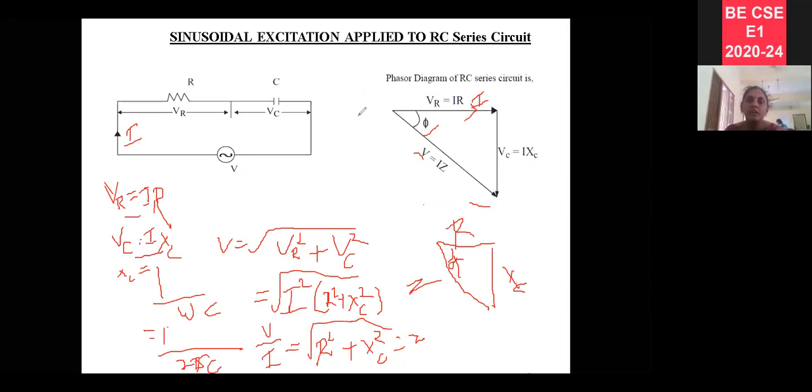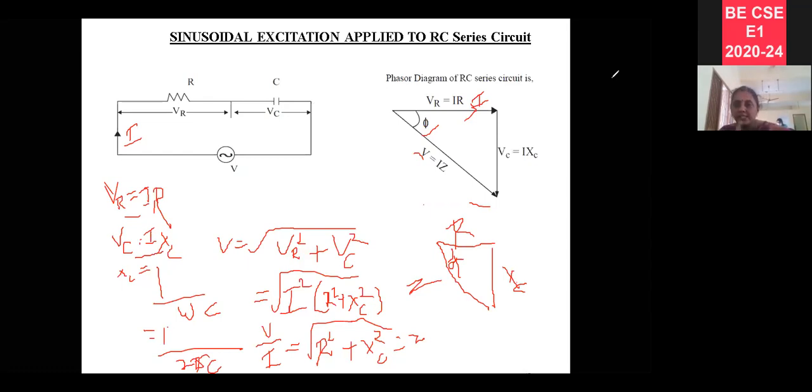Now next, we will be moving to the power. We have the real power, reactive power, and the apparent power. Real power is represented by P. P is equal to VI cos phi. The unit for the real power is going to be watts.